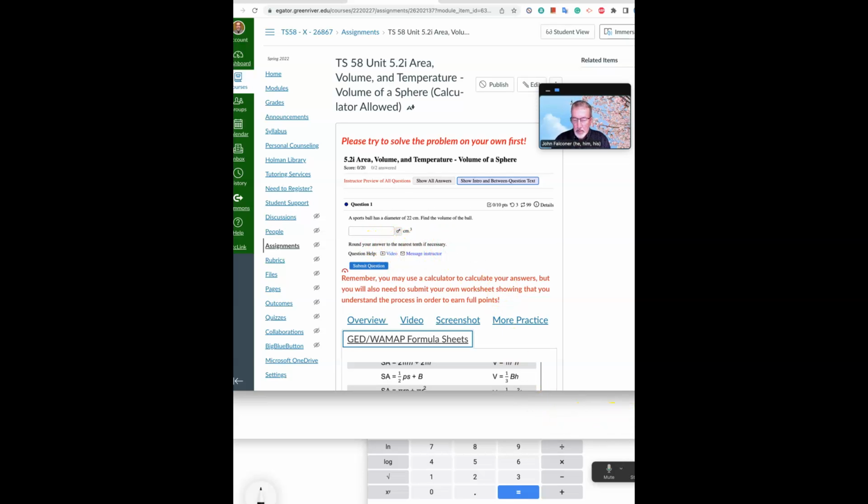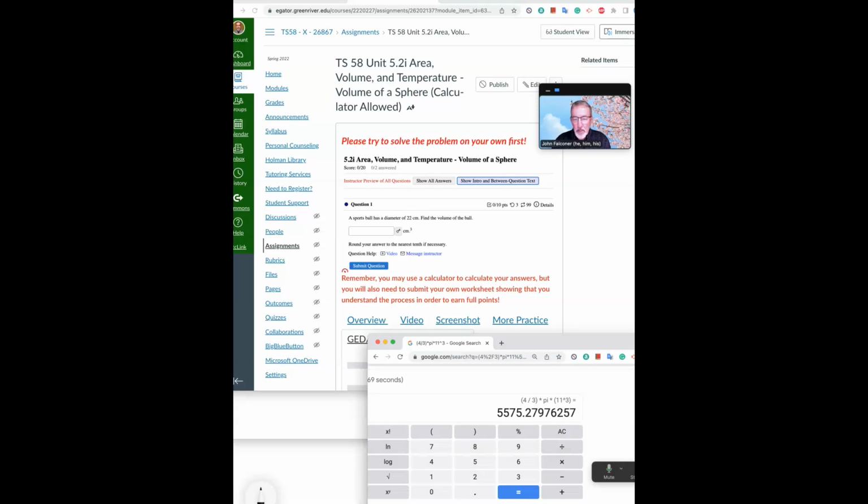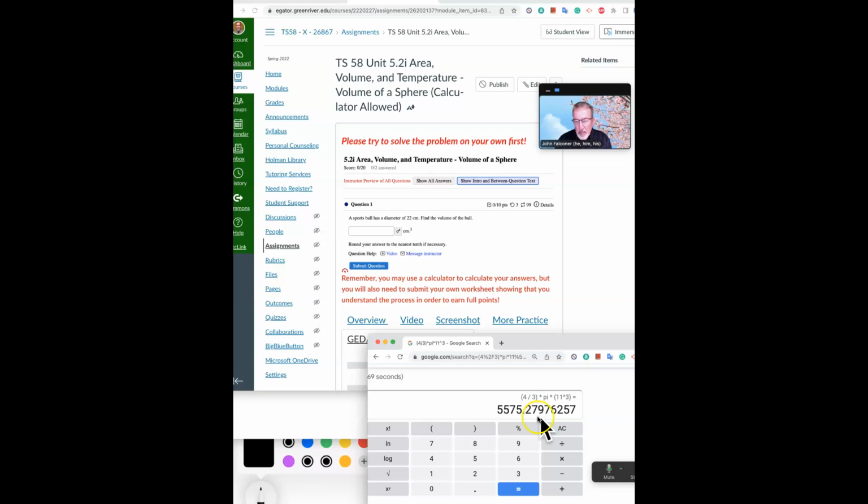Okay. So that means we have to copy out the answer to the hundredths column at least, right? Nearest tenth is this first decimal place. So let me copy this out. This is equal to 5,575 and 27 hundredths, right? That's the answer we get.